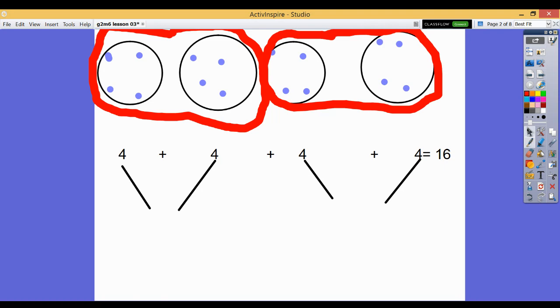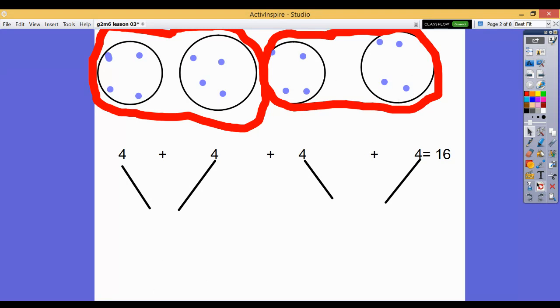Okay, so the most important thing here is let's count. We didn't change how many dots were inside of our circles. We just made bigger groups. So let's count. 1, 2, 3, 4, 5, 6, 7, 8. So now we have two groups of four. It is now one group. Let's do this one. 1, 2, 3, 4, 5, 6, 7, 8. So we have another group of 8.